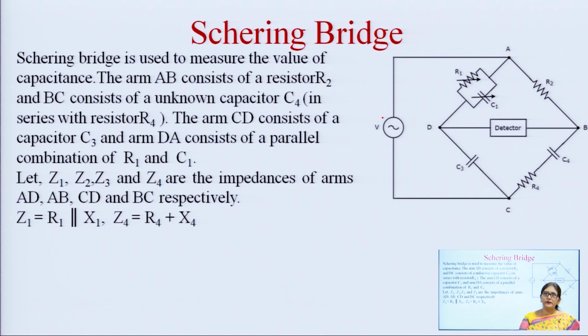Next is the Schering bridge. Schering bridge is basically used for the measurement of capacitance. Here, as we can see, the AB arm consists of R2, and this consists of C1 in parallel to R1, and this consists of C4, R4 and C3. So, here Z1 is basically the parallel combination of R1 and C1. So, Z1 is equal to R1 parallel X1, and Z4 is equal to Z4 in series with this. So, it is R4 plus X4.